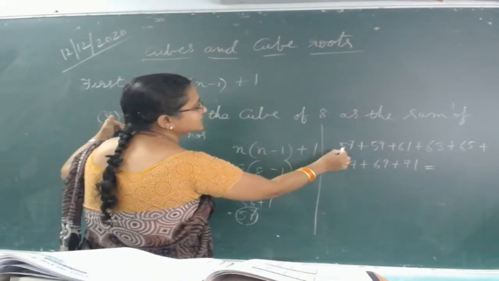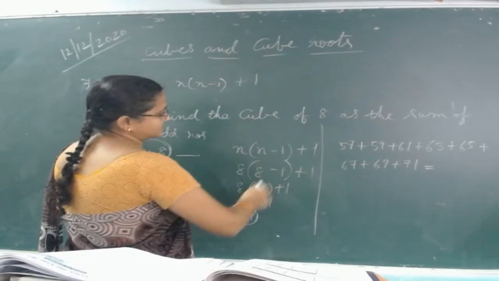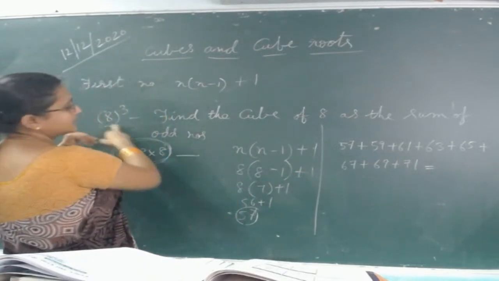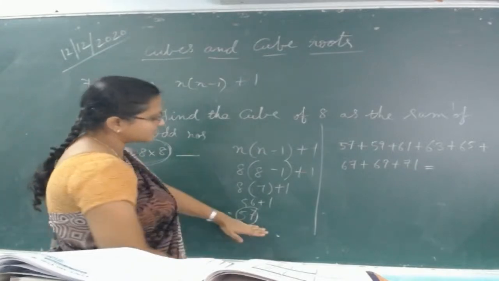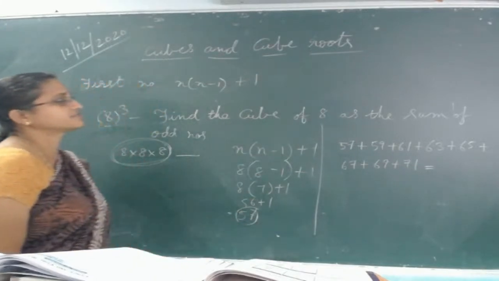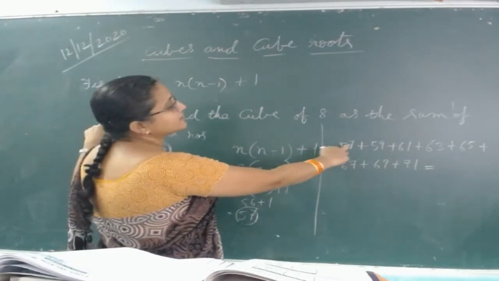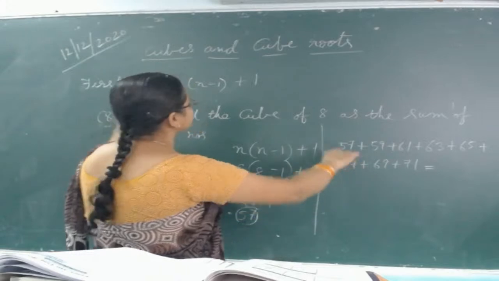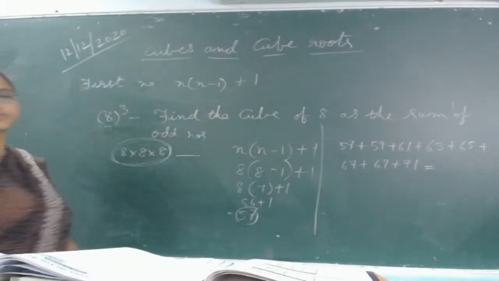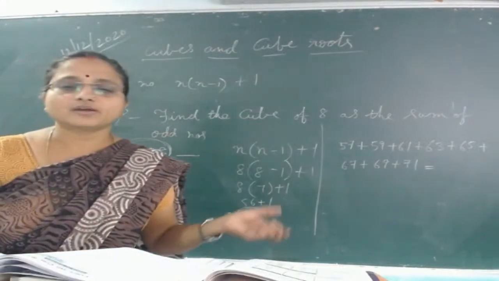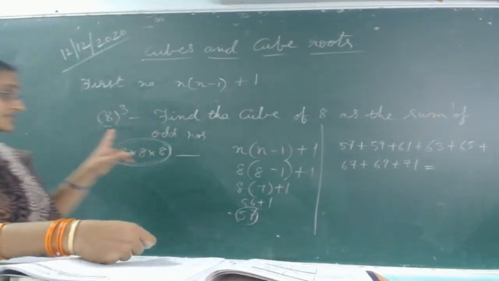For knowing that, you have one formula: n into n minus 1 plus 1, where n is the value 8 here. To know the first number we use this formula. Afterwards, this is 8. Starting from this number, we have to add 8 odd numbers, and if we add all these, you will get the value of 8 cube. Understand? Instead of finding 8 into 8 into 8. So this is the first formula.